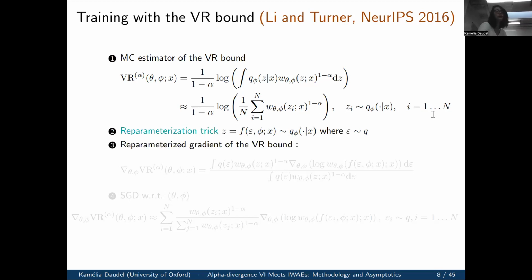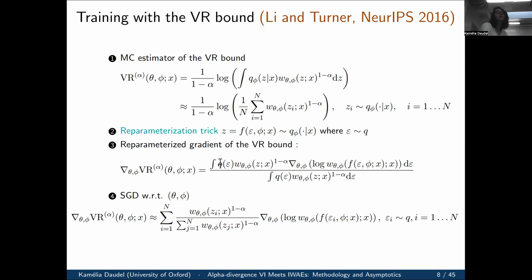The third one is to write down the reparameterized gradient of the VR bound, which is given by this quantity. When I gave the talk in Cambridge, I tried to get one of the participants to write down the expression, but I was not very successful, so I might not try that again. And lastly, I need an approximation of my reparameterized gradient so that I can perform stochastic gradient descent. And the one they consider is this one.